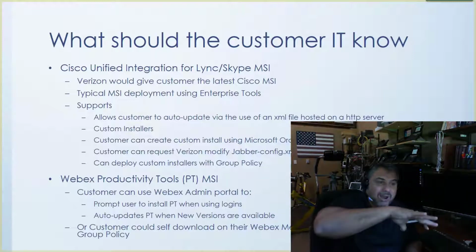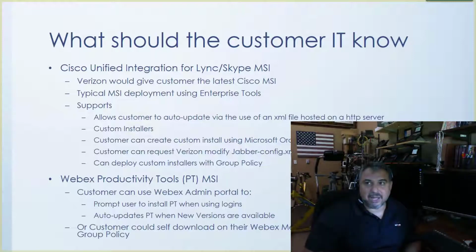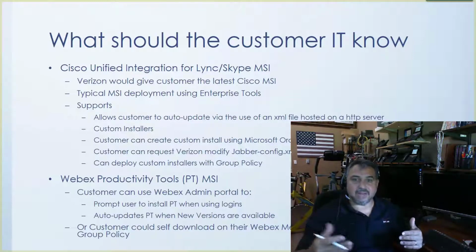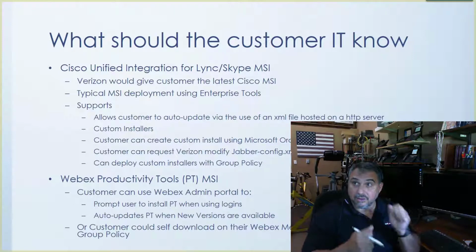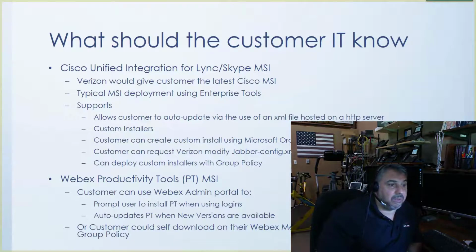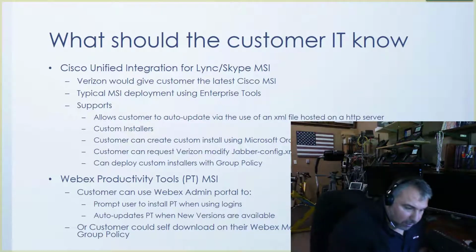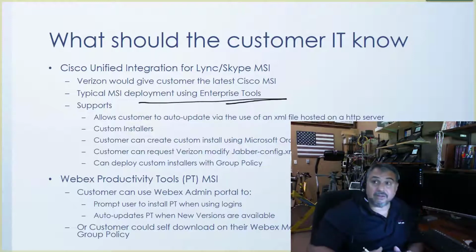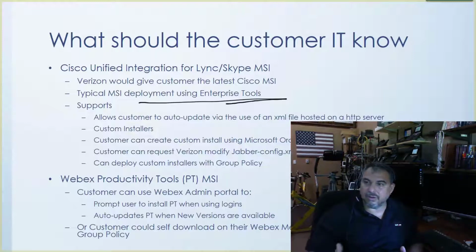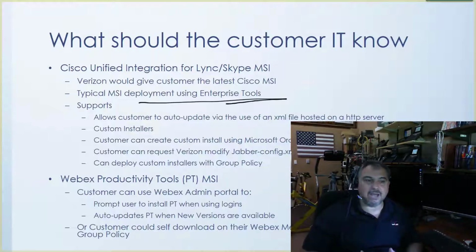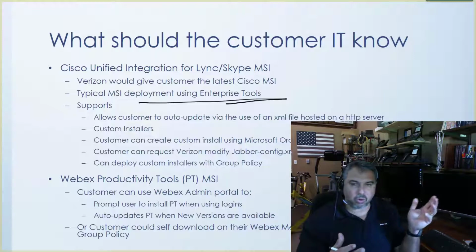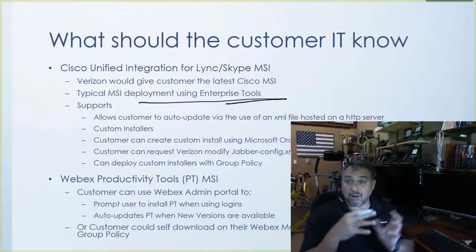So the way this thing works is Verizon would probably give the customer the MSI, right? You got to have a Cisco contract and all that stuff. And usually the way we sell UCaaS, we'll give them the MSI, the actual installer, the file to deploy CUCI Lync. Typical MSI deployment using enterprise tools. What I mean is it's a regular MSI, and any medium to large size business is going to have a group of people. They're going to scrub the MSI. They know what Orca is. Orca's old. There's several other tools to kind of break apart an installer, right?